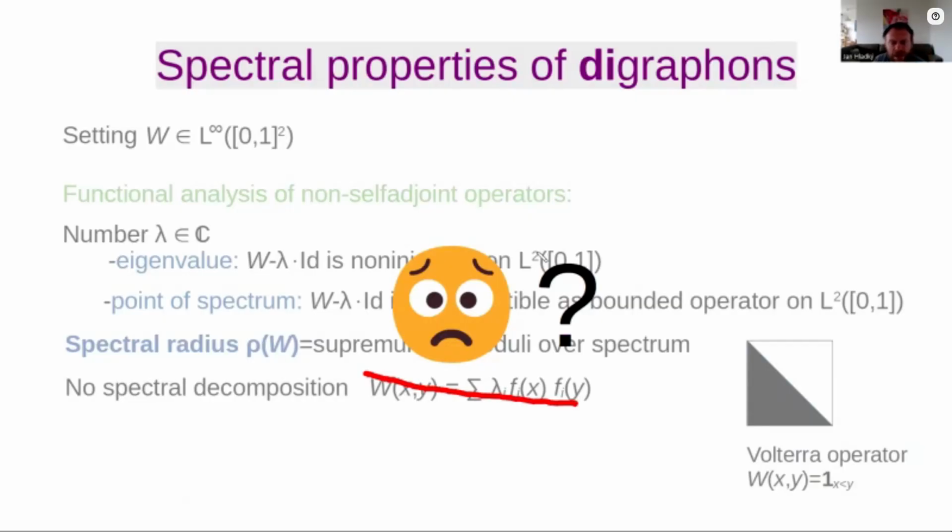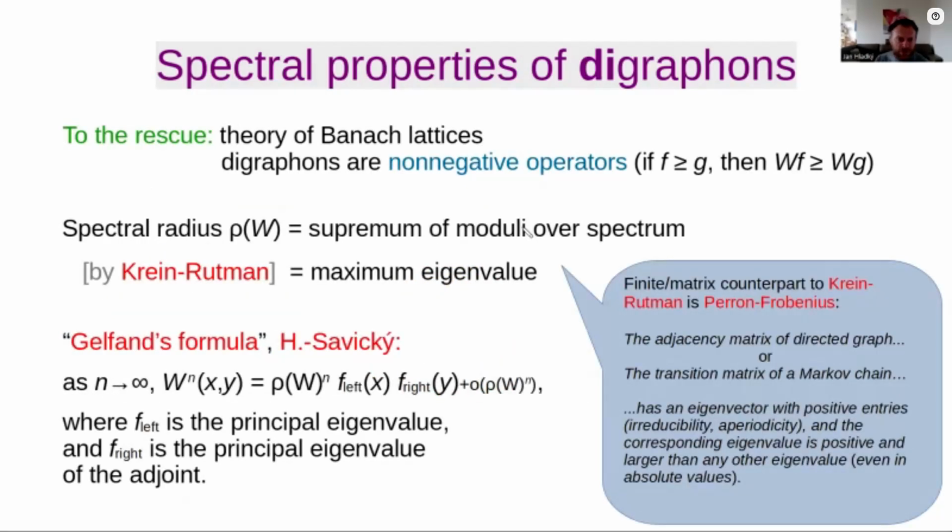Okay, so the main question: is there any useful spectral theory for digraphons? And the answer is yes. While you can say very little useful things for non-self-adjoint operators in general, what helps here is the fact that this operator is non-negative, which more or less is equivalent to your digraphon being a pointwise non-negative function. And the corresponding part of functional analysis which deals with such a setting is called the theory of Banach lattices.